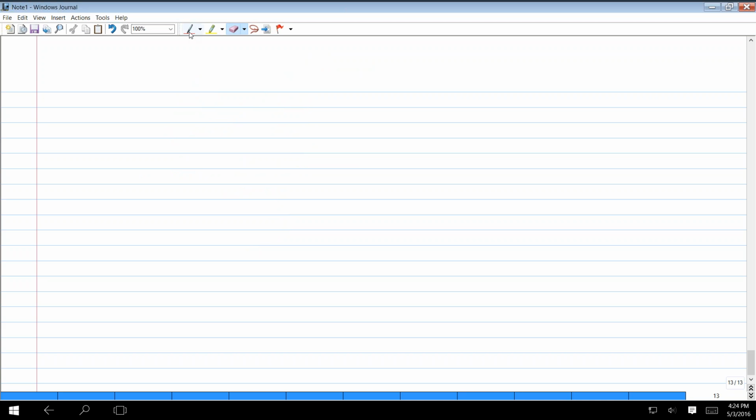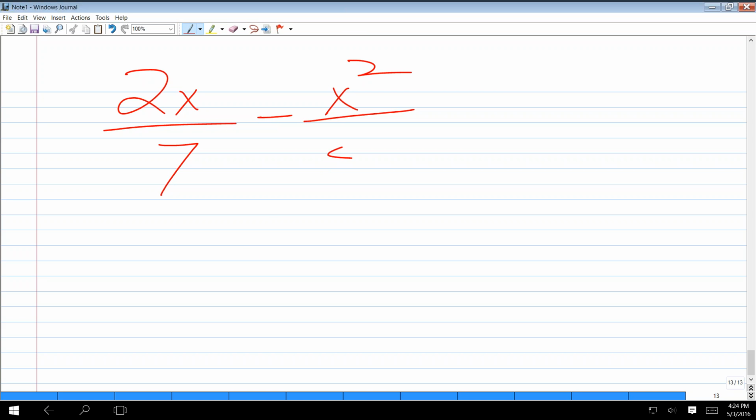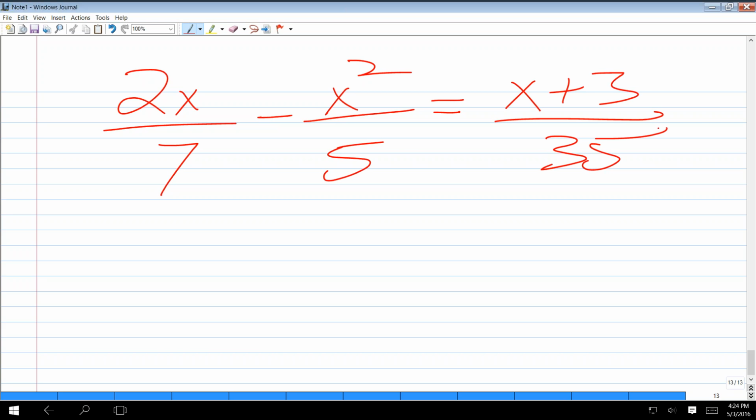I saw a real clever problem once that was 2x over 7 minus x squared over 5 equals x plus 3 over 35. What's the best first step to do to solve this equation? Well, the 7 goes into all of them, so we would make it a common denominator of 35. Okay. What am I going to do with it? And then after you make everything the denominator of 35.